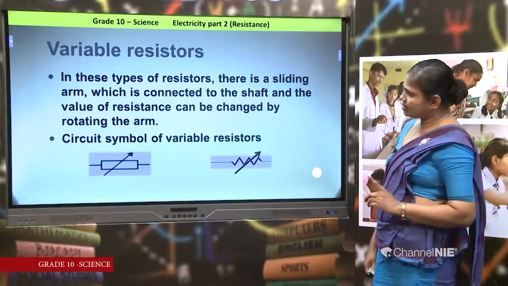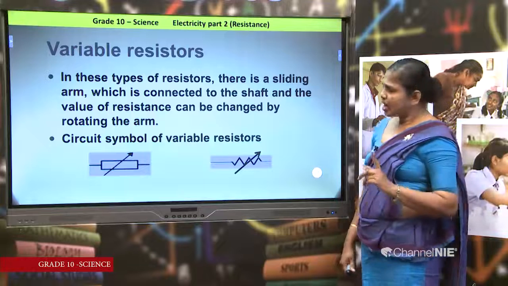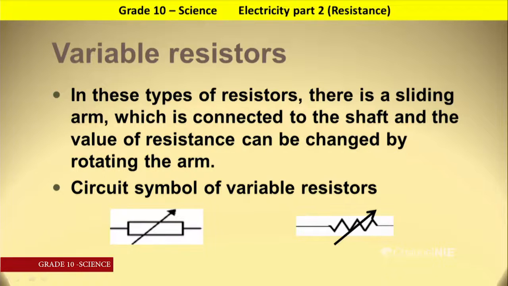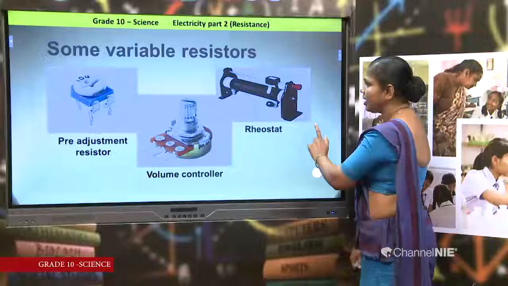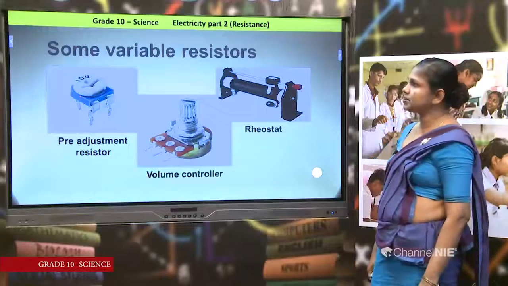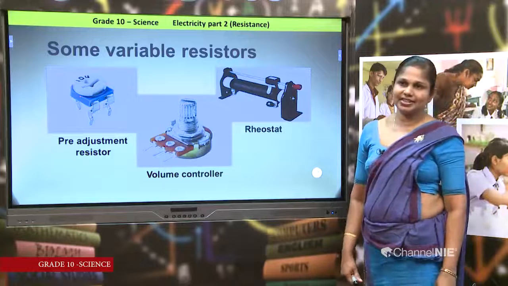Before that, just learn how to represent the variable resistors in circuit diagrams. See, circuit symbols are this. An arrow is put across the symbol of a resistor that indicates that the value can be changed. Here are a few types of variable resistors.